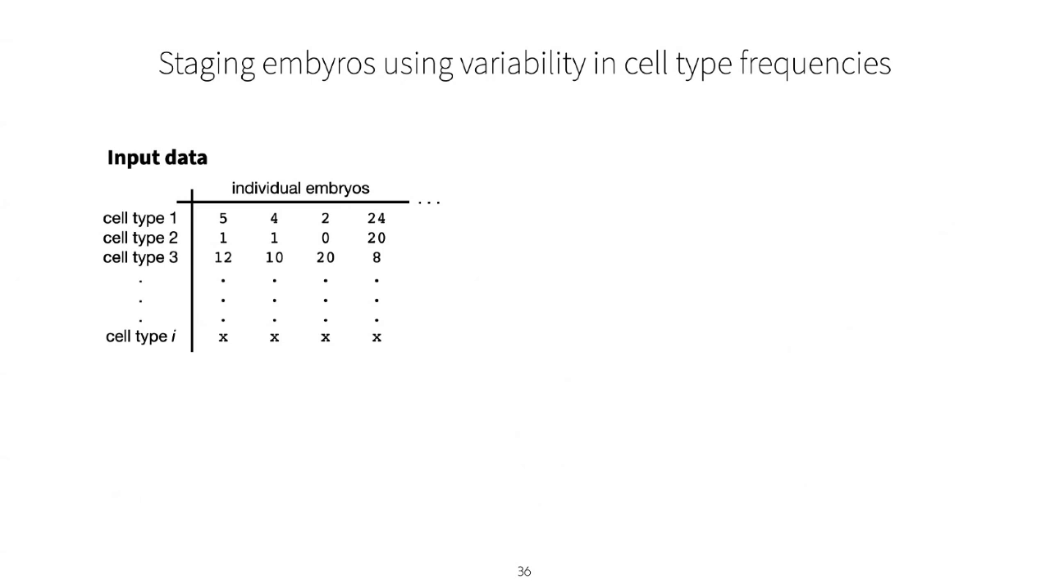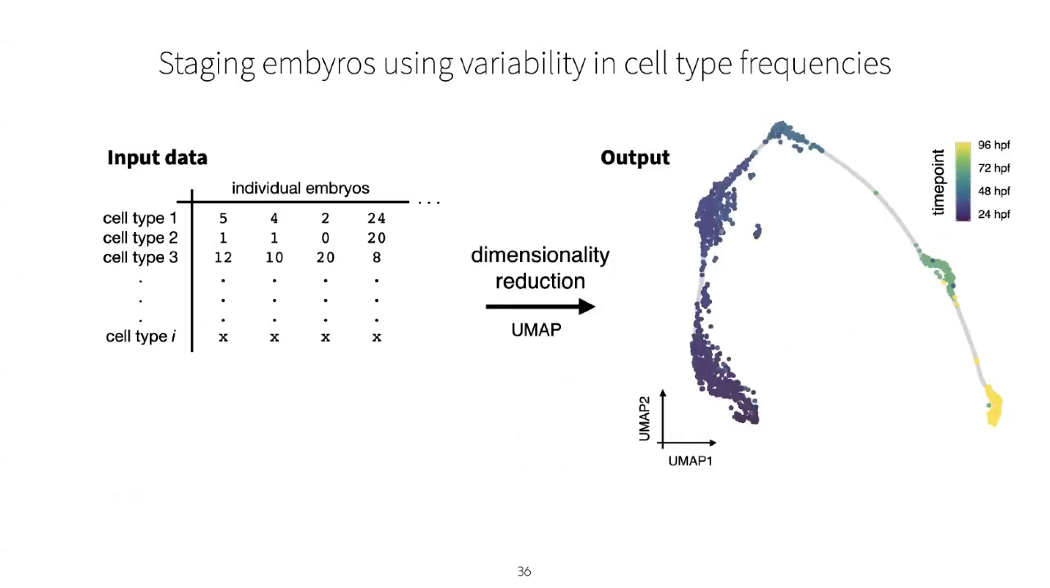And the way we've done that is we've created a matrix where the rows are cell types and the columns have the abundances of those cell types in each of the individual embryos. And then we just feed this matrix into a trajectory analysis. So you just put this into UMAP and you get the picture I'm showing on the right, where the dots are embryos and they're following this linear trajectory through the space of cell frequencies according to time.